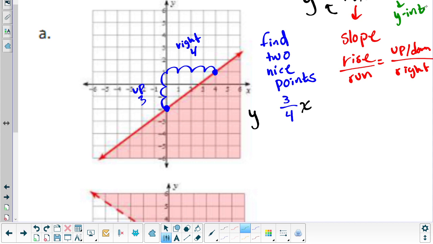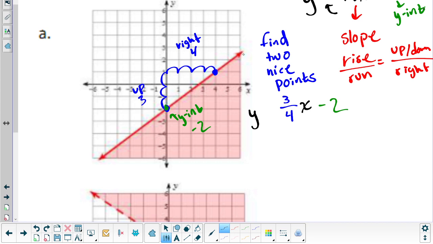That's where it crosses the y-axis, which was one of my nice points. That's the y-int, and it happens at -2, which means in my equation, I'm subtracting 2, okay? So this is the equation of the line, but now I just need to figure out what sign to put here that represents the shading, and then whether or not the line is solid or dashed.